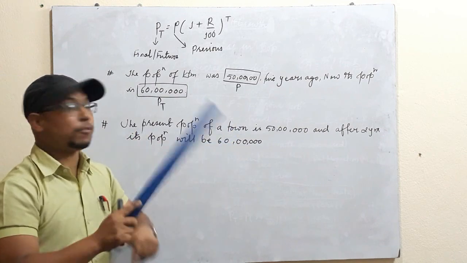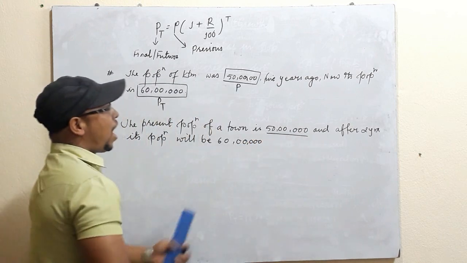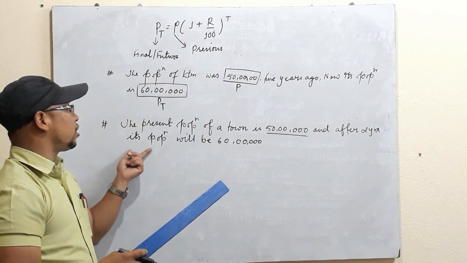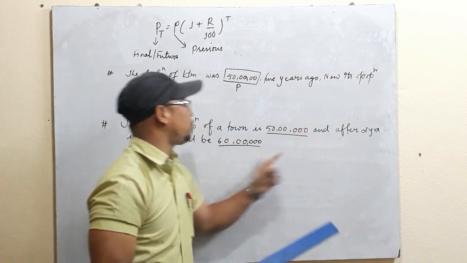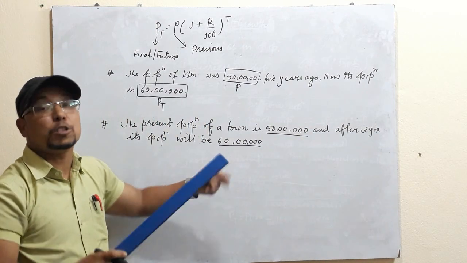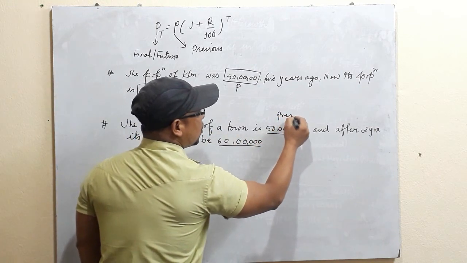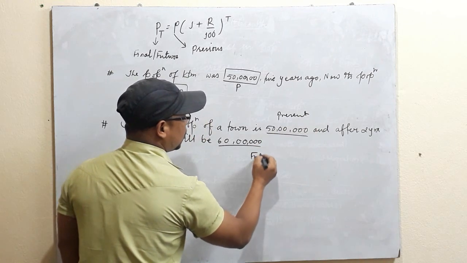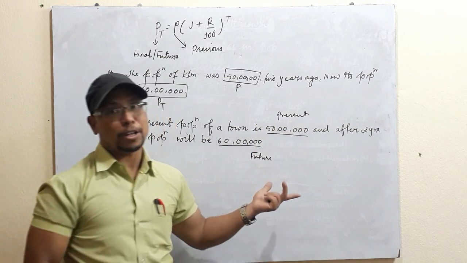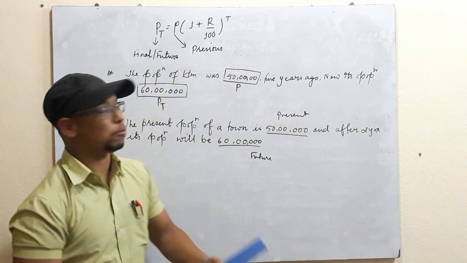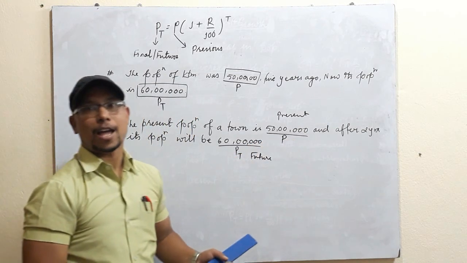The present population of a town is 50 lakhs, and after 2 years its population will be 60 lakhs. Now here, which one is P and which one is Pt? Of course, in this case this is the present, and this is the future. Easily you can guess the present and future. The future is the final one, and the present is the previous one. So this is P and this is Pt.